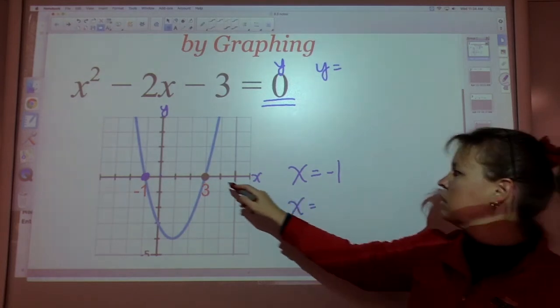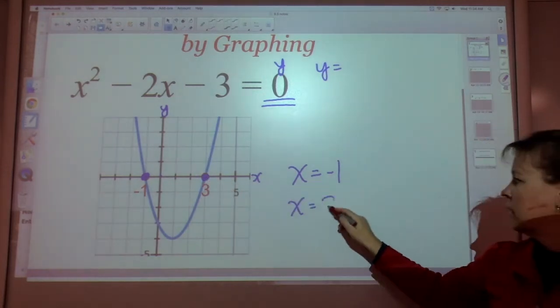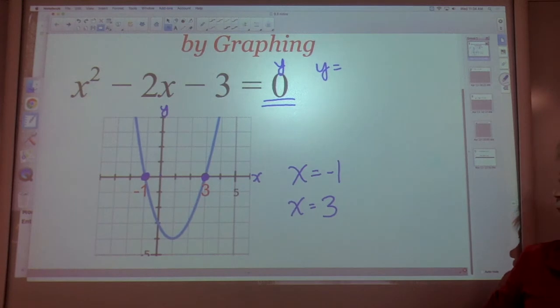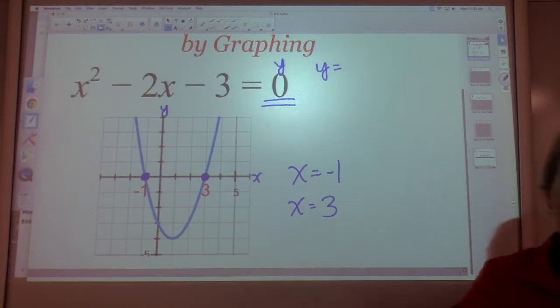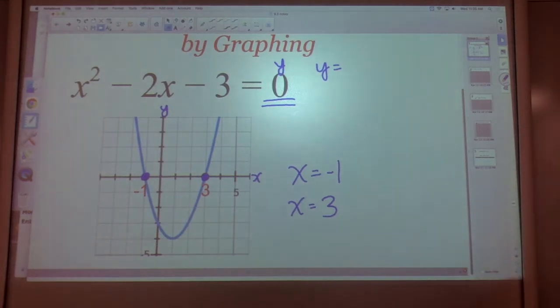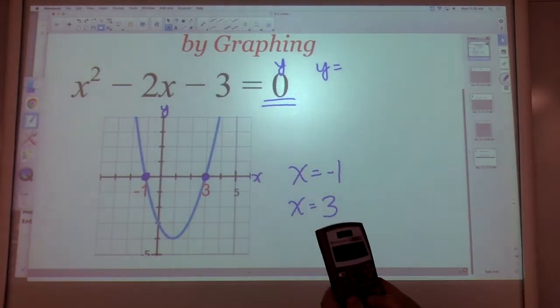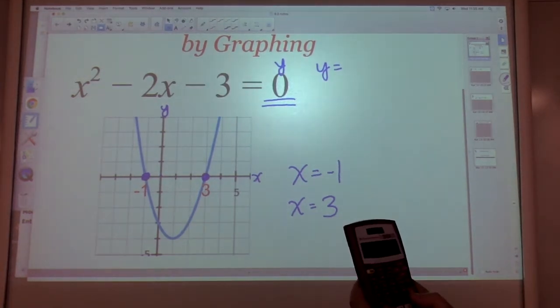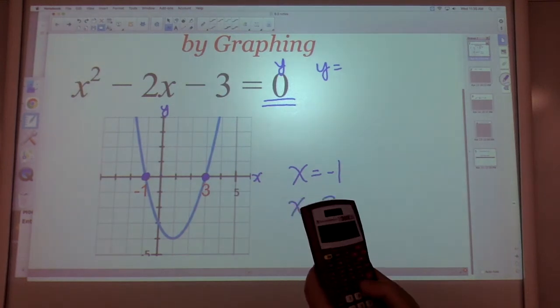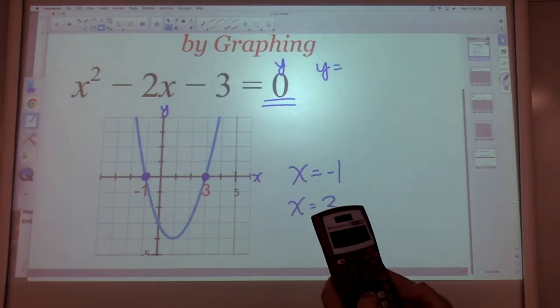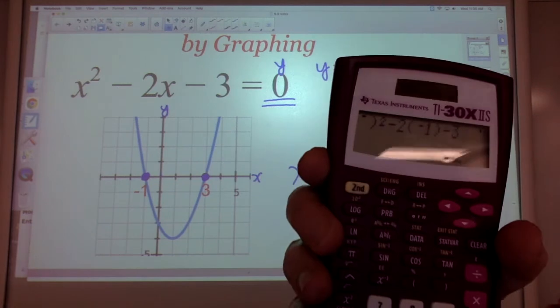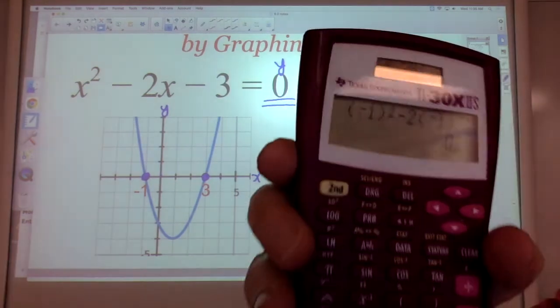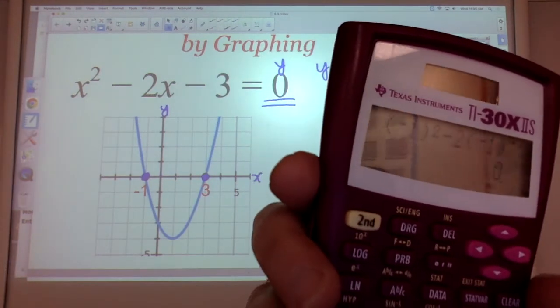And also at x equals 3. At x equals negative 1, that equation will equal 0. At x equals 3, that equation will also equal 0. Don't believe me? Type it in on your calculator using parentheses. Parentheses, negative 1 squared minus 2, parentheses, negative 1 minus 3. Type all that in there, hit equals, and it says 0. If you can see with the glare.